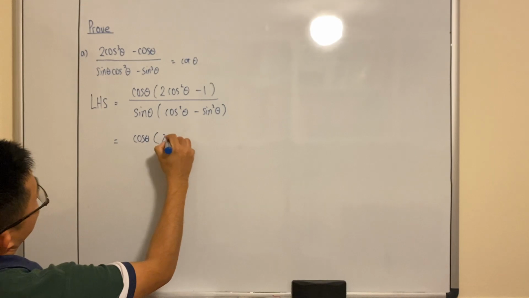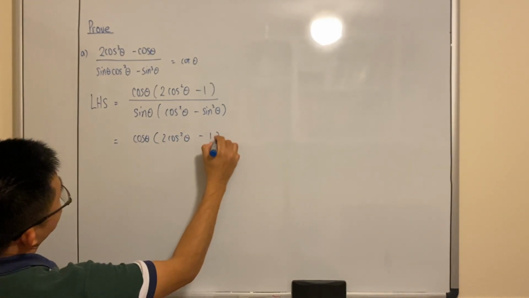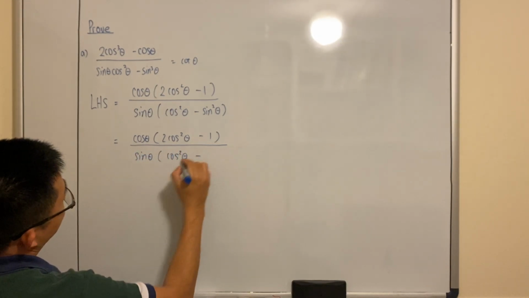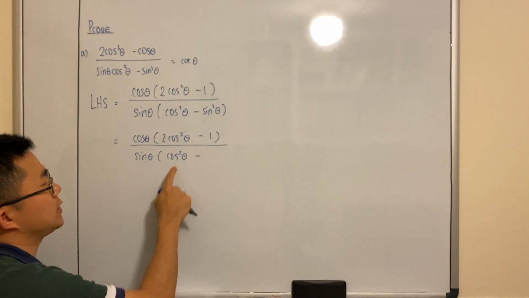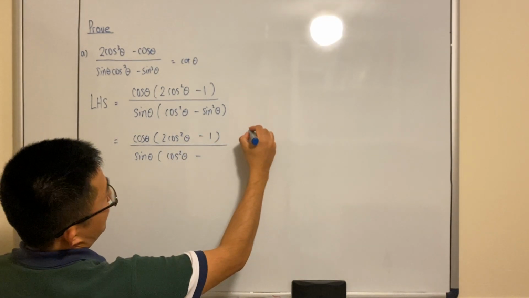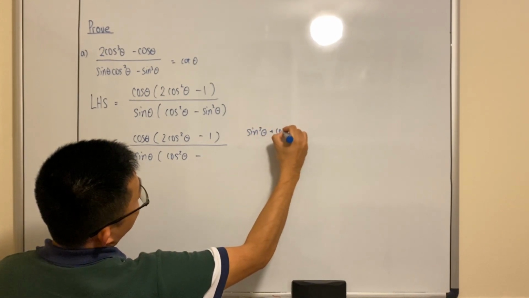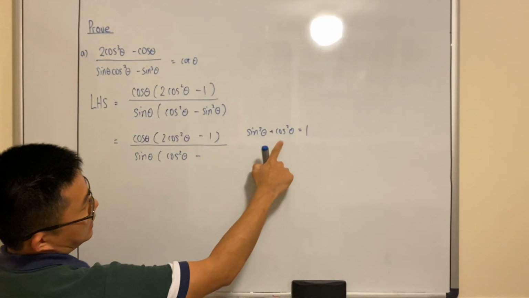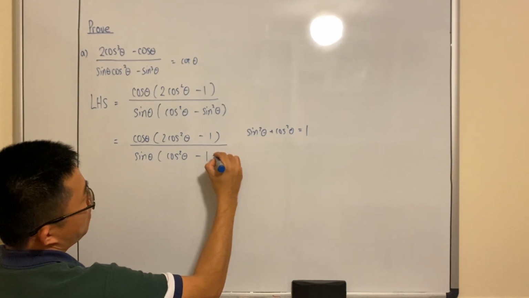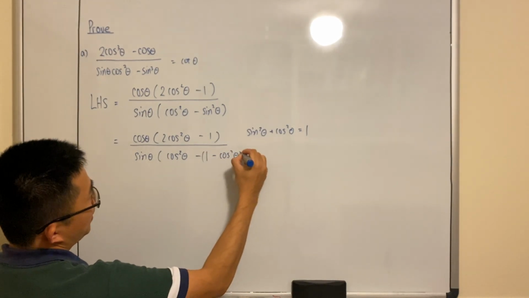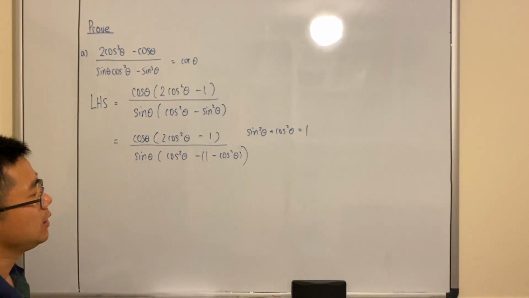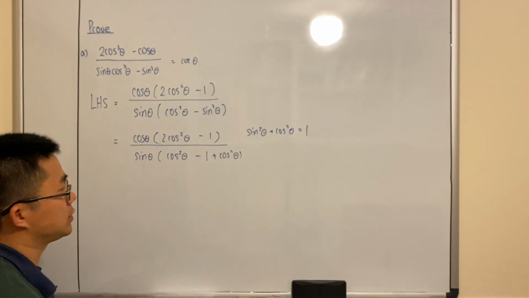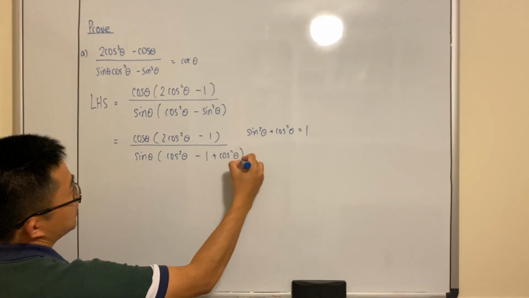Cos theta, 2 cosine square theta minus 1 over sine theta, cos square theta minus. All right, how do we change the sine square theta to cos square theta? Well, there is a formula. I remember from the last lesson, we did sine square plus cos square is equal to 1. So therefore, sine square theta is equal to 1 minus cos square theta. So 1 minus cos square theta. But remember, you also need to put another bracket. So after we remove the brackets, this sign is going to change to positive. And there will be a bracket here.